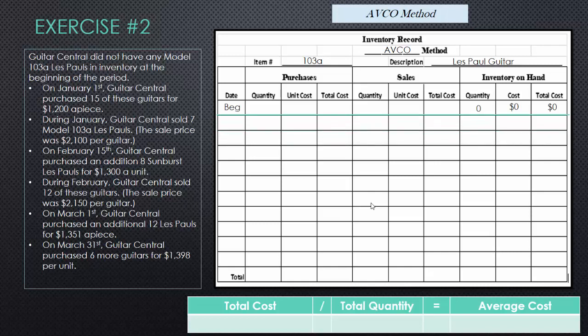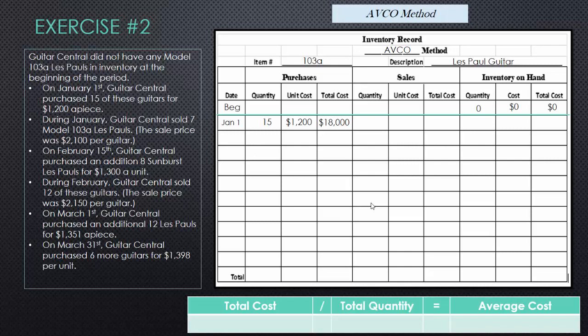The first transaction we have is on January 1st. Guitar Central is going to purchase 15 of these guitars for $1,200 a piece. So let's throw that in the purchases section. 15 guitars at a unit cost of $1,200 means the total cost of our purchase is going to be $18,000.